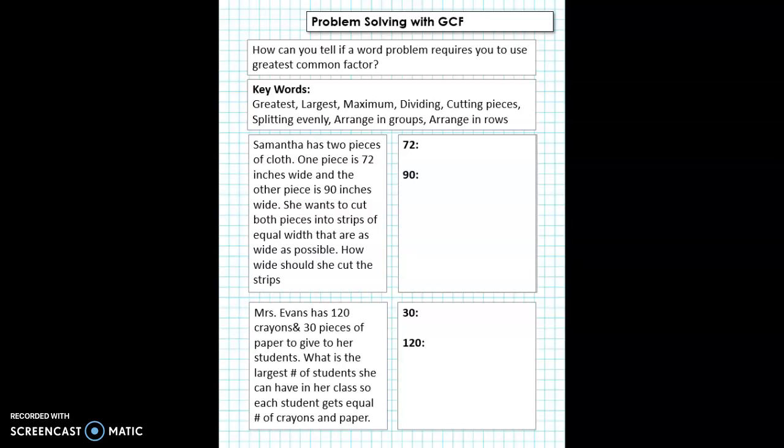Samantha has two pieces of cloth. One piece is 72 inches wide and the other piece is 90 inches wide. She wants to cut both pieces into strips of equal width that are as wide as possible. How wide should she cut the strips? First, we want to look that it says cut both pieces and equal widths. These are key words that tell us that we are looking for greatest common factor.